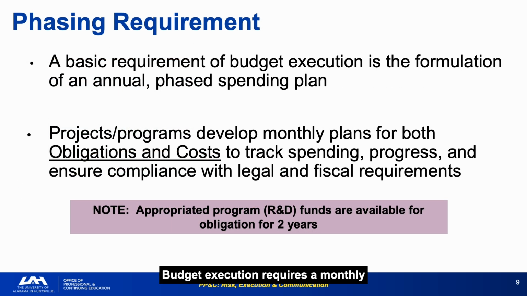Budget execution requires a monthly phased spending plan for both obligations and costs. Importantly, R&D appropriations are available for obligation for 2 years, which provides planning flexibility but not an invitation to delay. The 2-year obligation availability for R&D funds is often misunderstood as a 2-year spending window. It is not. It is a safety net for situations where procurement timelines extend beyond a single fiscal year.